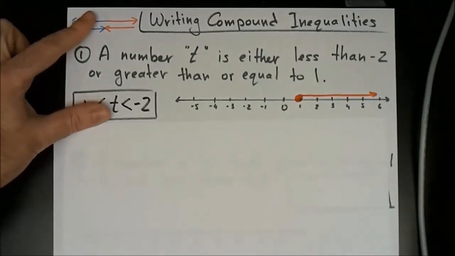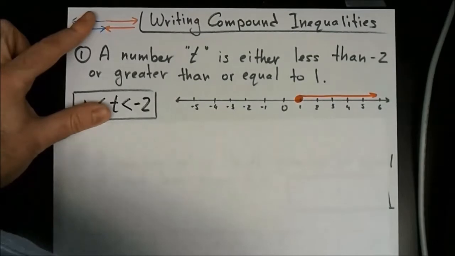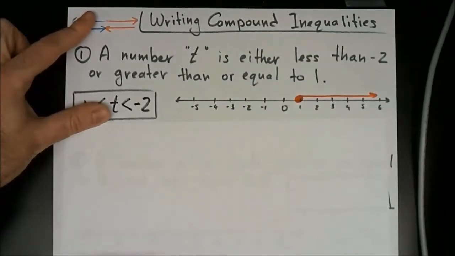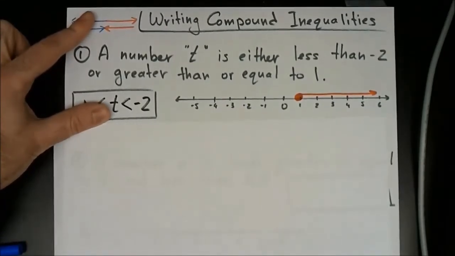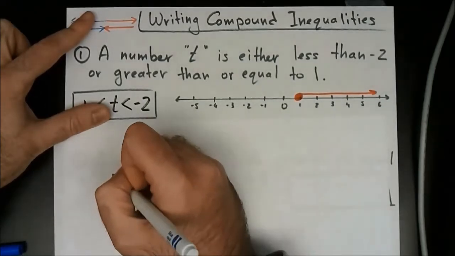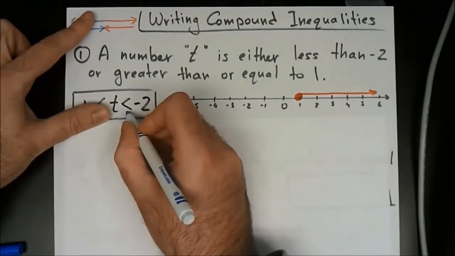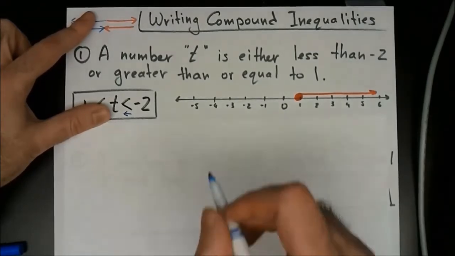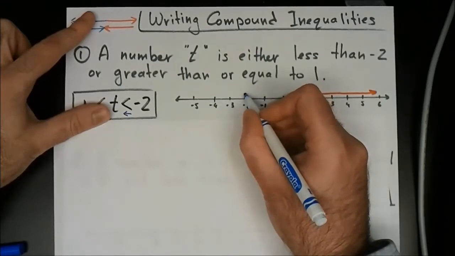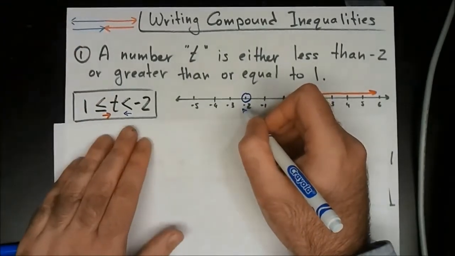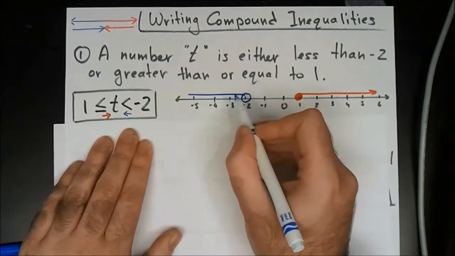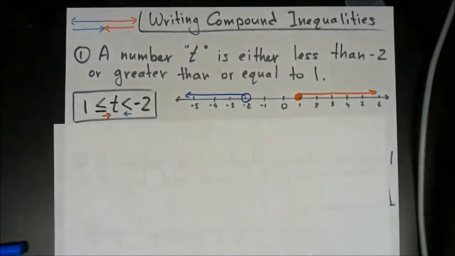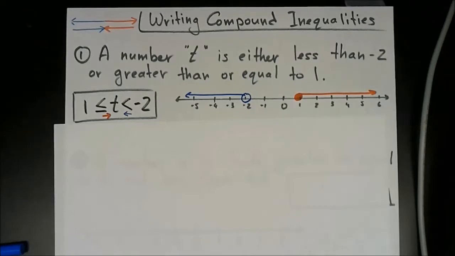Now, let's take a look at the other side. T is less than -2. Okay? The sharp point of the alligator symbol is pointing towards the variable. Which way are we going if the sharp point is pointing towards the variable? Left. Open or close circle? Open circle at -2, heading left. That's it. You're done. I know it looks a bit complicated.